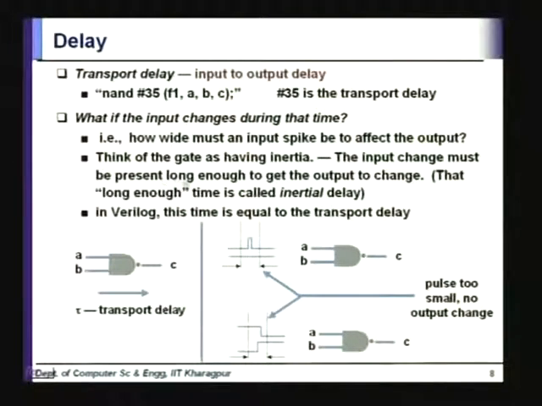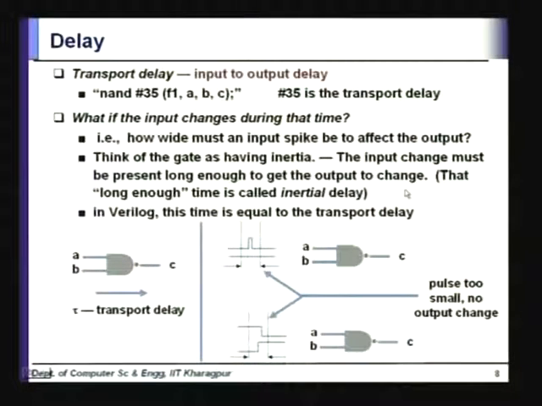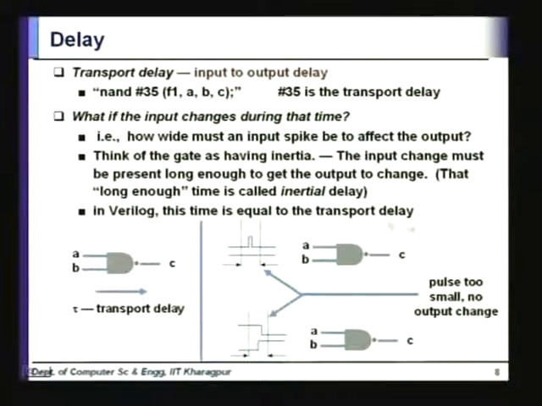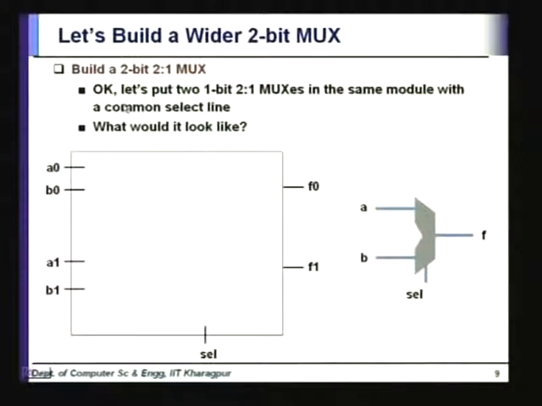Think of the gate as having inertia. The input change must be present long enough to get the output to change. That long enough time is called the inertial delay, and in Verilog this time is equal to the transport delay that you specify here.